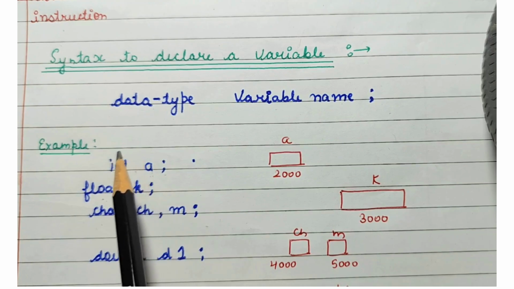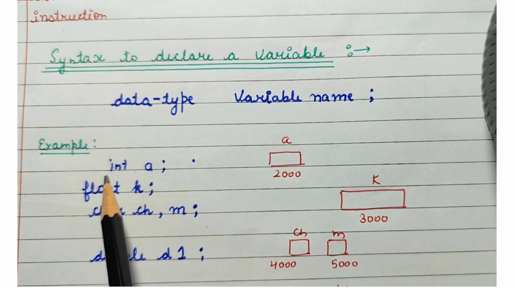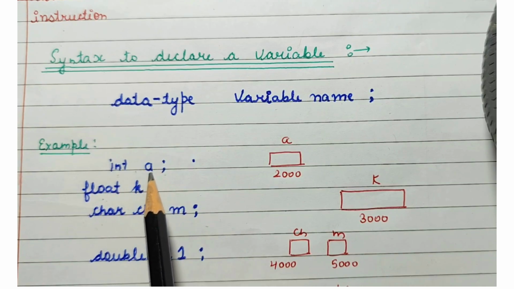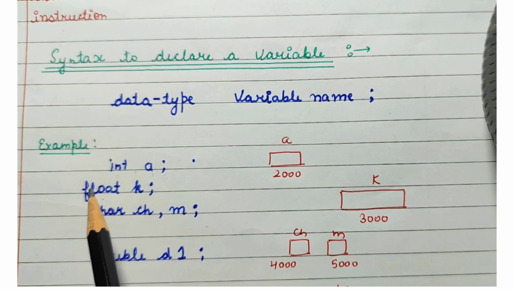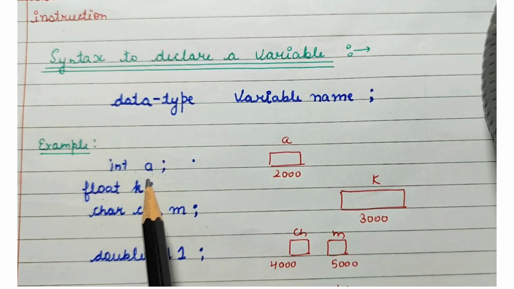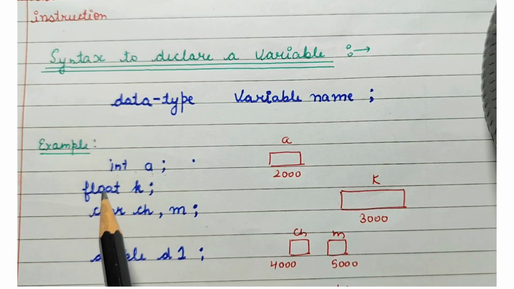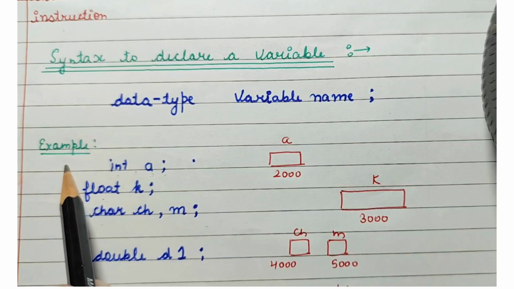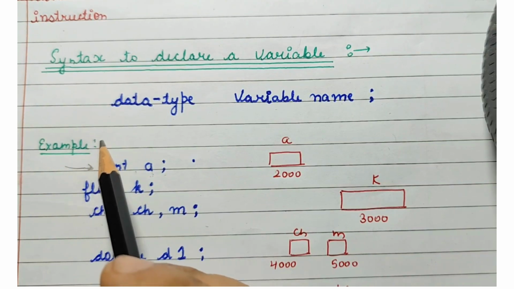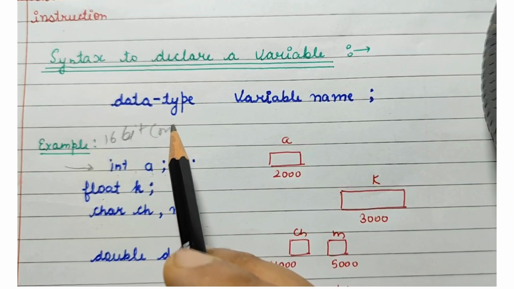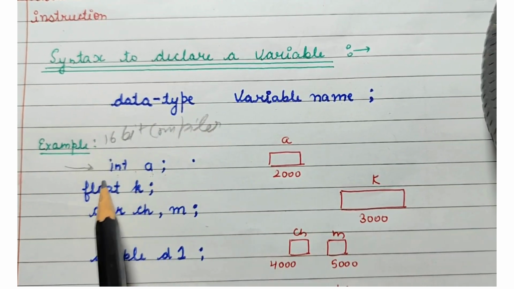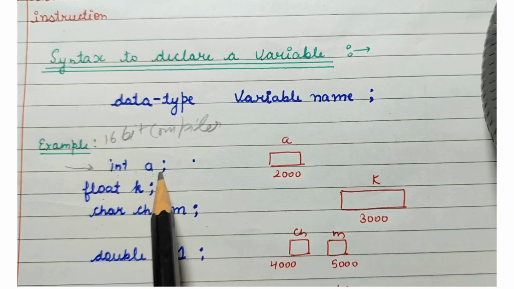So how much memory is allocated to variable a? 2 bytes memory is allocated to variable a if we have a 16-bit compiler. If you have a 32-bit compiler, in that case 4-byte memory is allocated to variable a. It depends upon the compiler. I am considering a 16-bit compiler. So 2-byte memory is allocated to variable a.